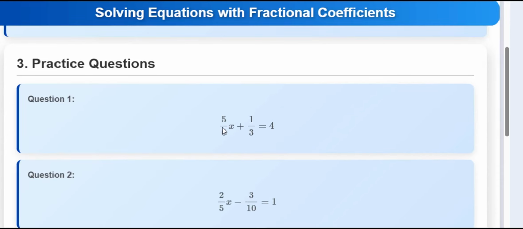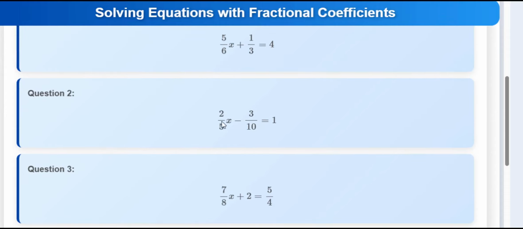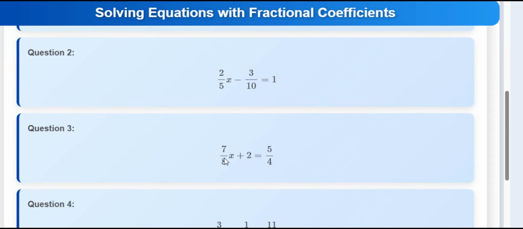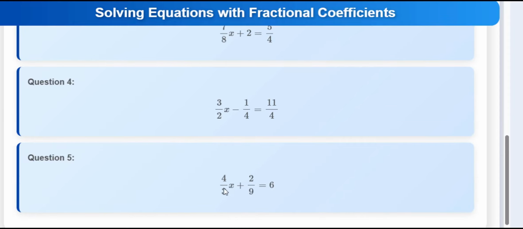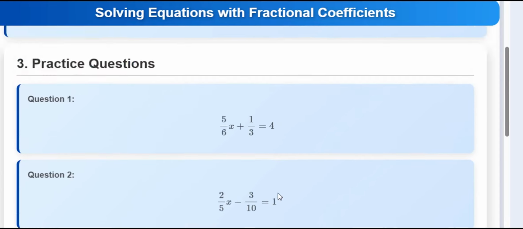In this one, the coefficient is 5 over 6, which is also a fraction. In this one, it's 2 over 5. In this one, it's 7 over 8. In this one, it's 3 over 2. And in this one, it's 4 over 3. So all of them are fractions.